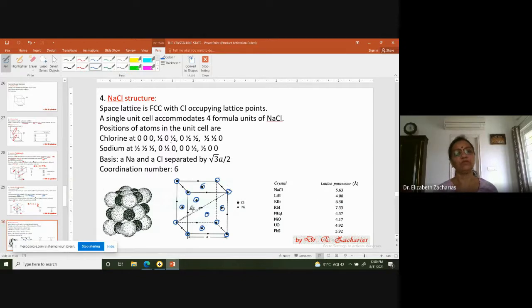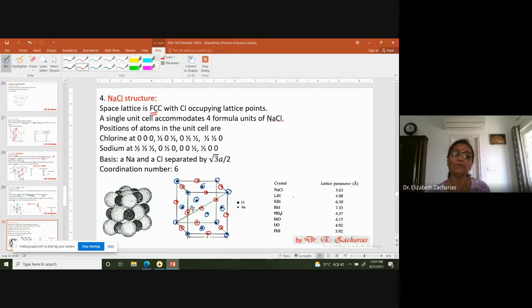Okay, and so this would be the structure. The positions of the atoms in the unit cell for chlorine and sodium you can always identify. These are all your sodium. So the structure for this is FCC with Cl occupying the lattice points.